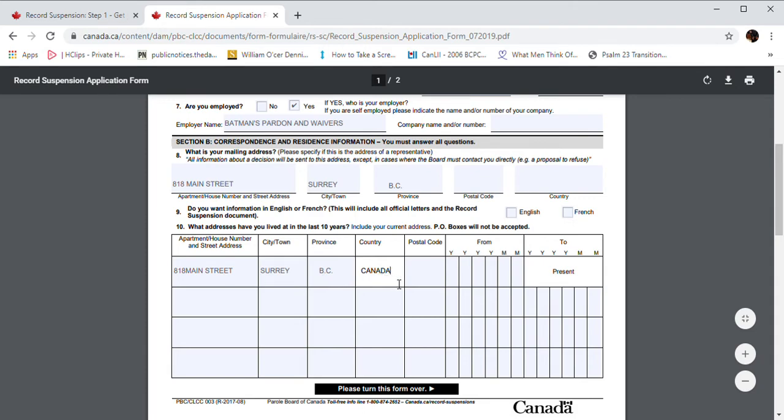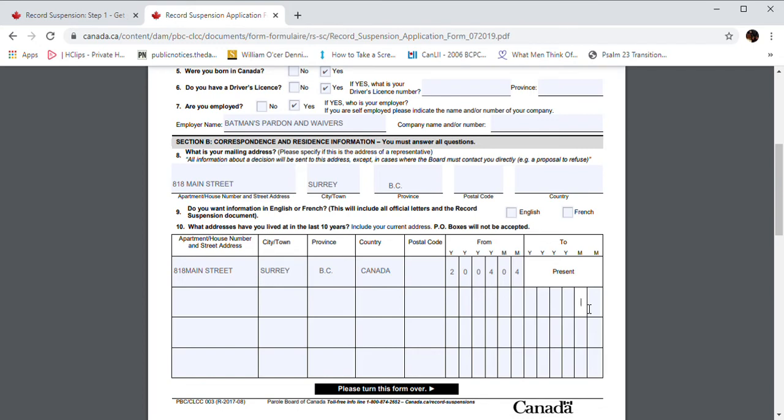And postal code. So we'll say 2000404. I think I said April 4. Get rid of that one. So that covers the 10 years because obviously this being 2020, 2004. Oh, hold on for a second.